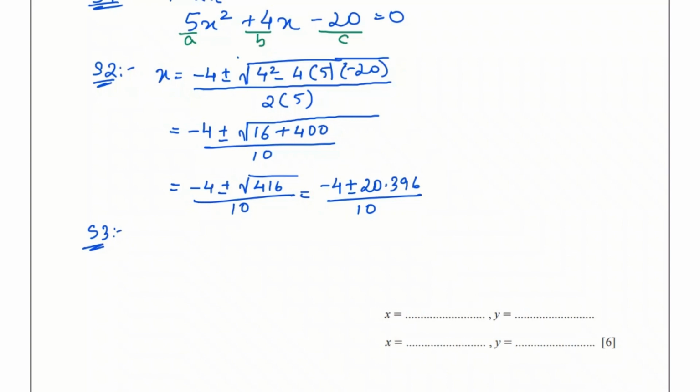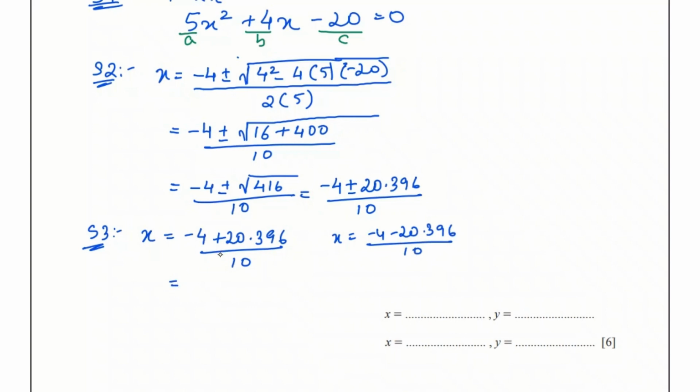Step 3. We get two values of x, that is, x = (-4 + 20.396)/10, and the other value of x is (-4 - 20.396)/10.